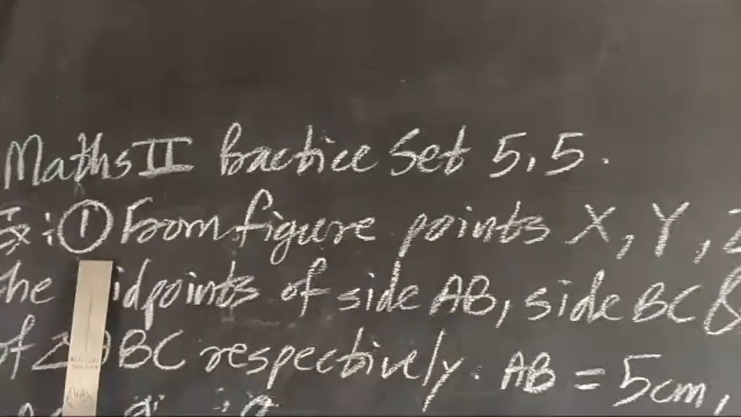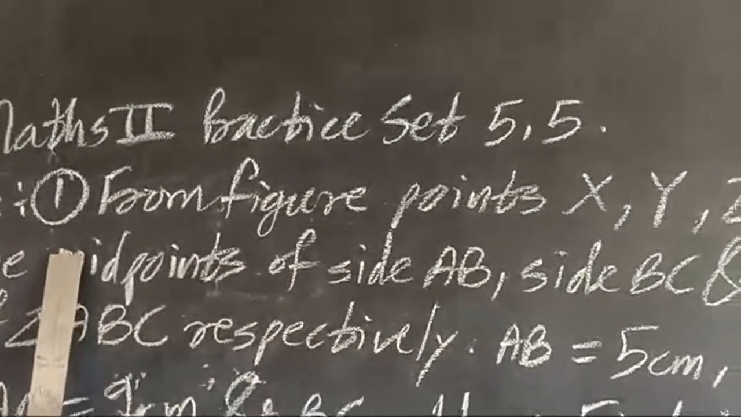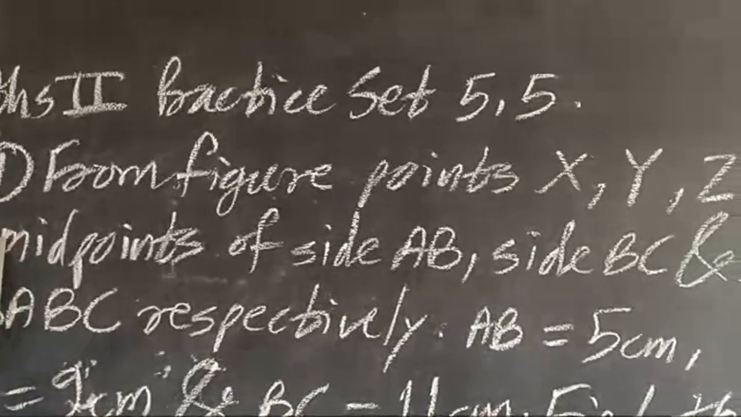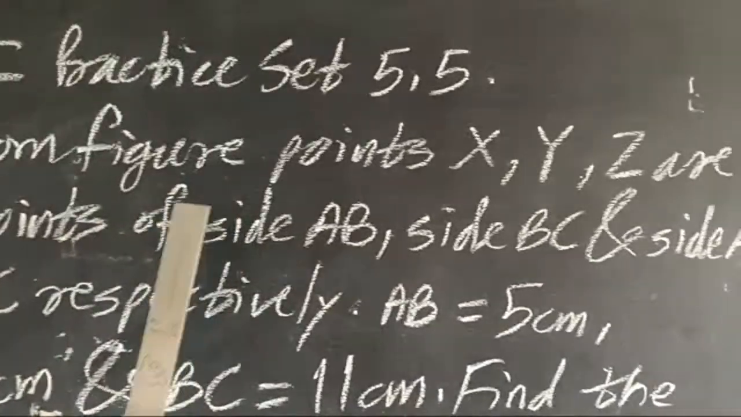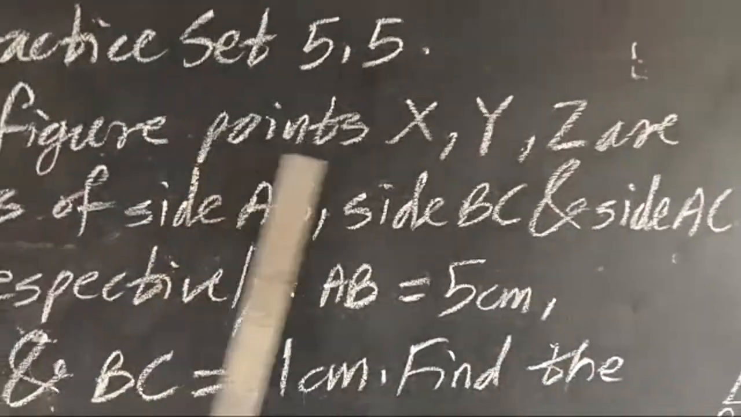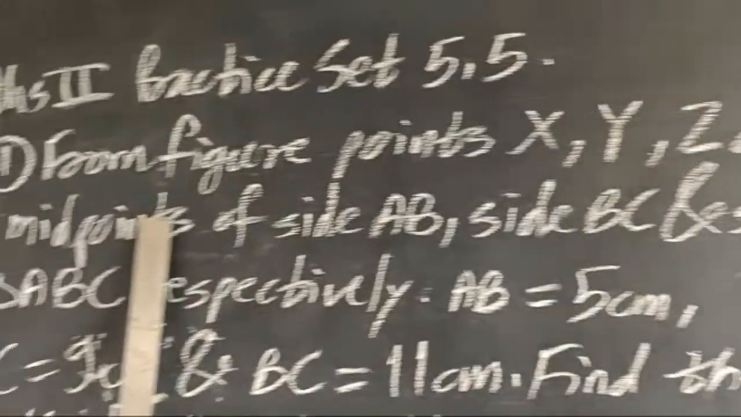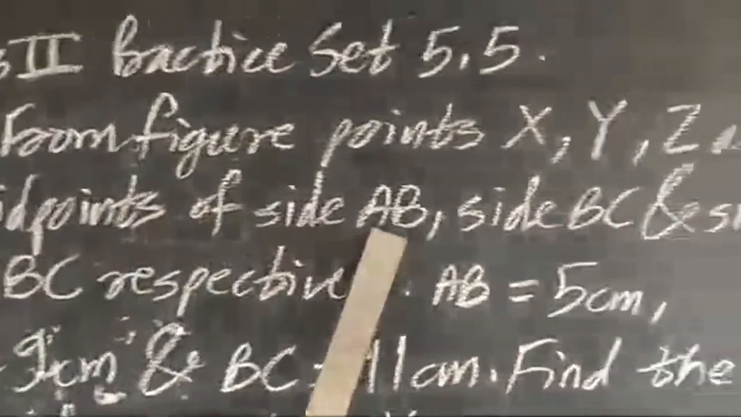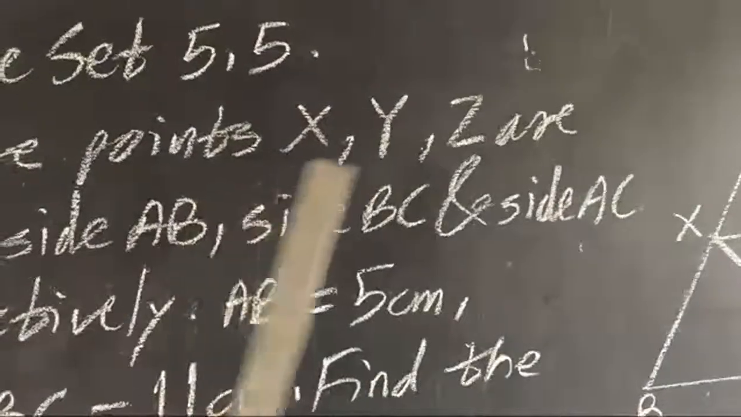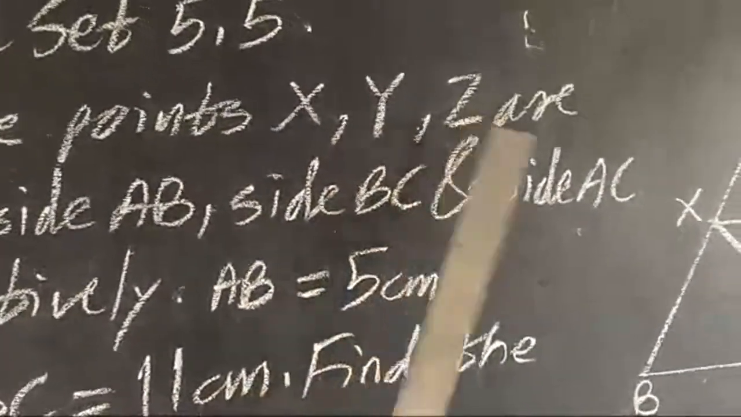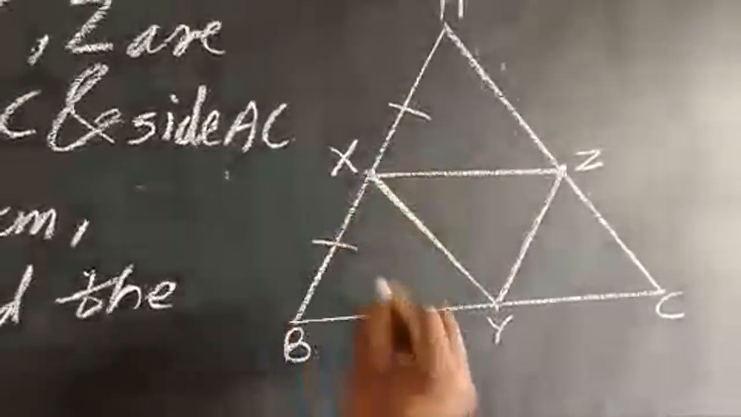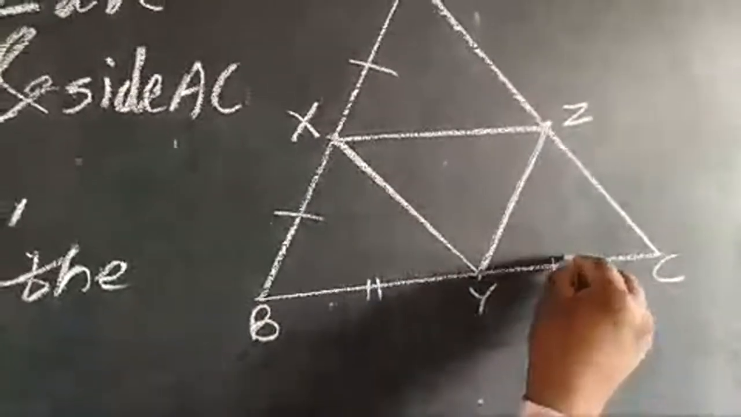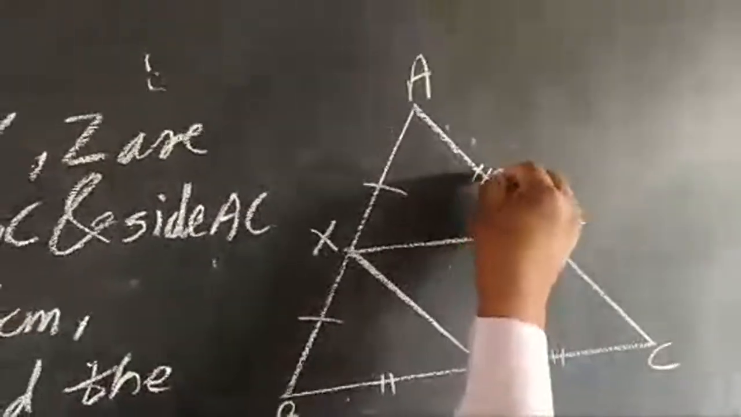Example number 5, we discuss here. Points X, Y, Z are midpoints of the sides. X is the midpoint of AB, Y is the midpoint of BC, Z is the midpoint of AC. The midpoints are given in the figure.